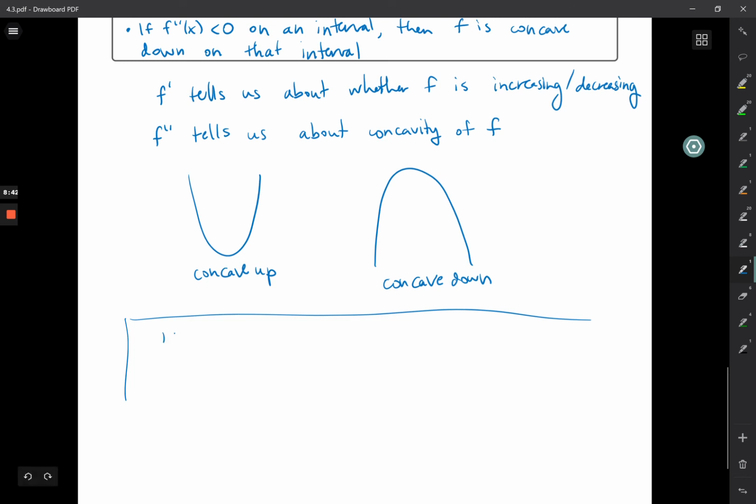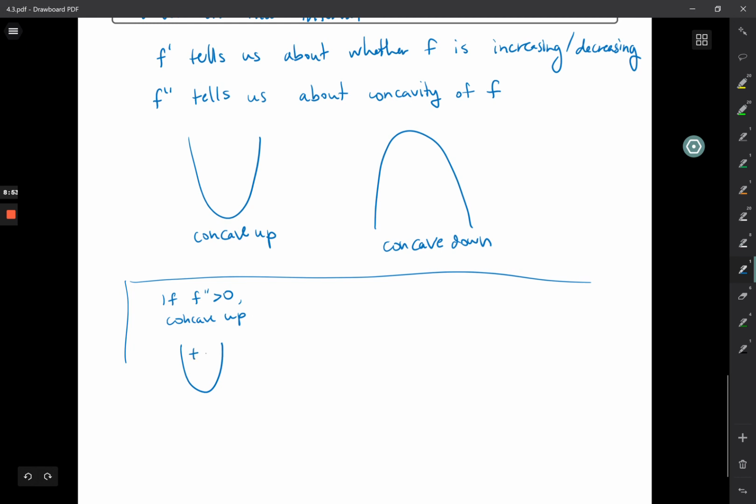So if f double prime is greater than 0, you get concave up, and you can remember this by this. So it's a smiley face if you get greater than 0. So if you have a positive second derivative, and then if f double prime is less than 0, you get concave down, which is an unhappy face and looks like this. And so I know it's silly, but it should help you remember this.